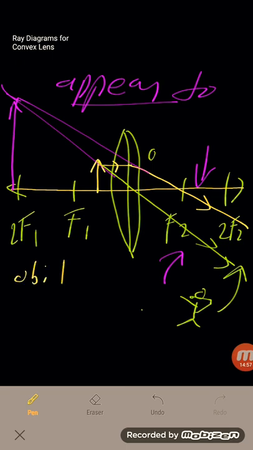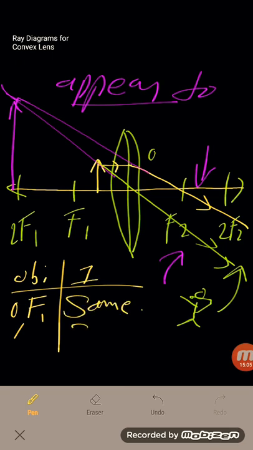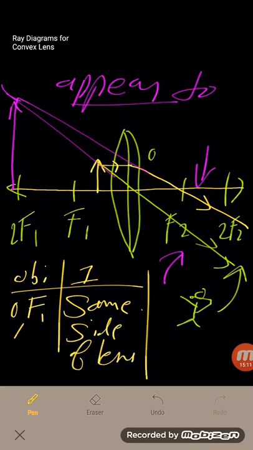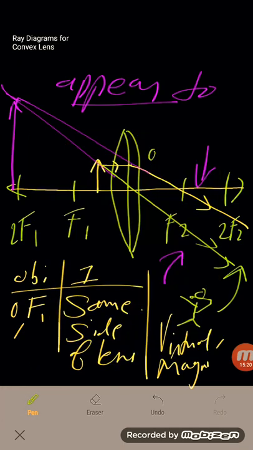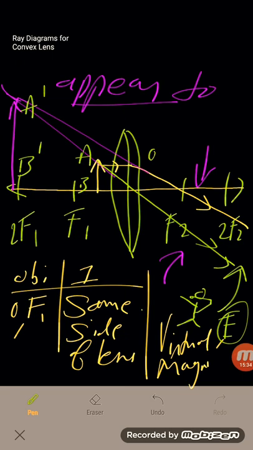Okay, it means that if the object is between O and f1, the image is on the same side of lens and it's virtual, magnified. And what? Isn't it inverted or it's erect? It's erect. Right? Correct? If this is AB, then this is A dash, B dash, same for all the images. Right?